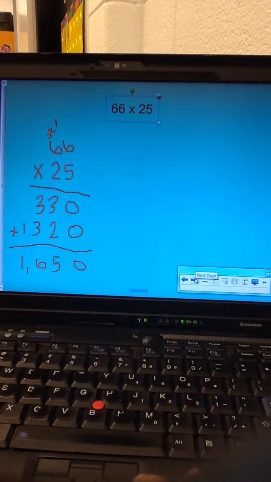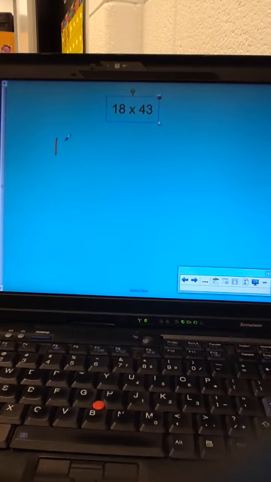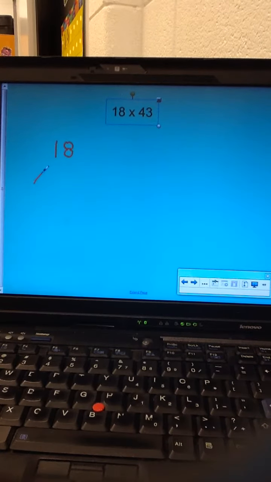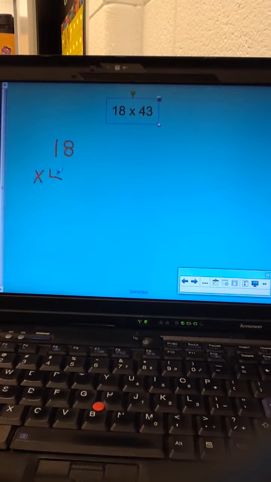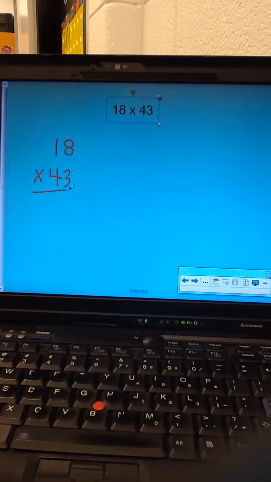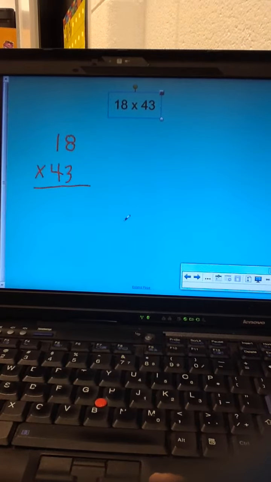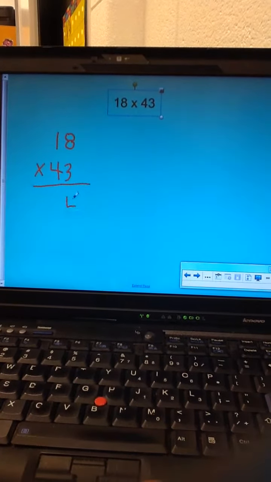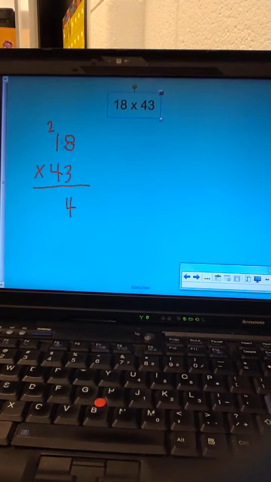Last problem we're going to try together. 18 times 43. Pause the video and try 18 times 43. Hopefully you and your group started with 3 times 8, which is 24. So you wrote the 4 and you carried your 2. 3 times 1 is 3, plus 2 is 5.